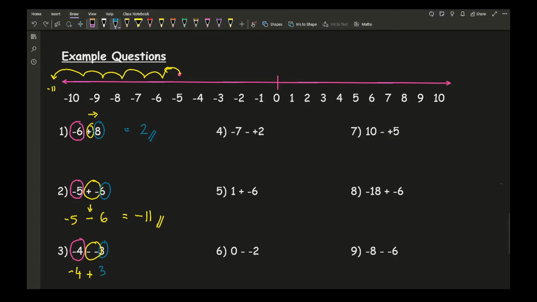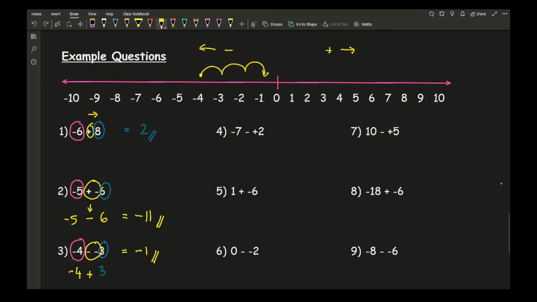So here, let's just get rid of all the remnants from the previous example. I'm starting at -4. I'm adding, so if I just put adding going in that direction, subtraction going in this direction. So I'm adding 3: 1, 2, 3. So the answer therefore is going to be -1.